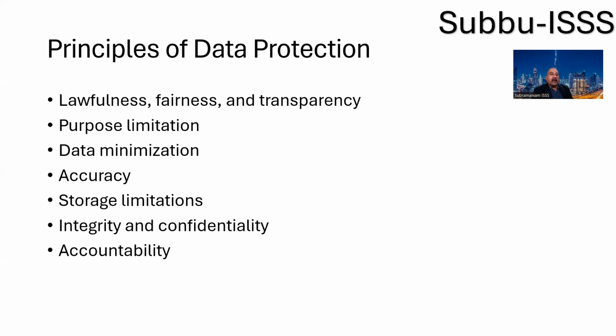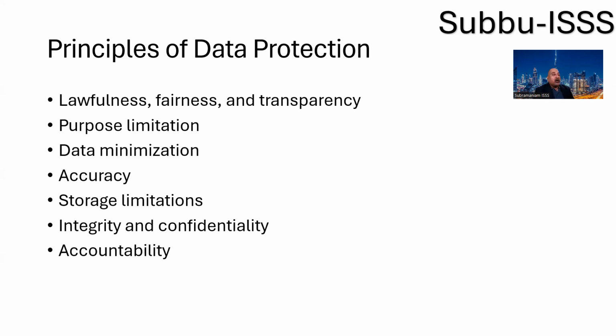So integrity and confidentiality: two of the three tenets of information security. The other one is availability. So accuracy and integrity are related. If you want to maintain something accurate, that means you are ensuring the integrity of the data is maintained. And confidentiality is to ensure that the data is not disclosed to an unauthorized person. So you will have physical, administrative, and technical controls to do it.